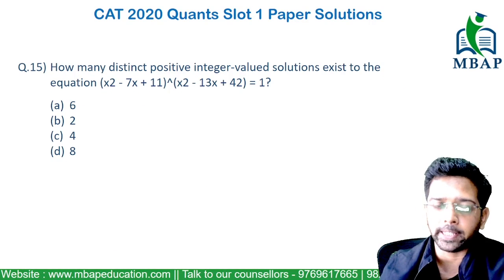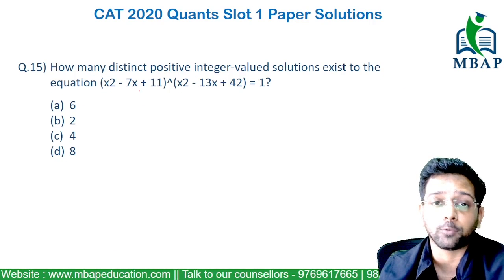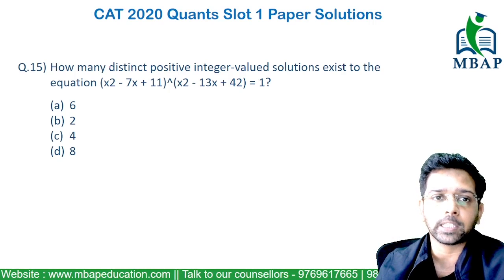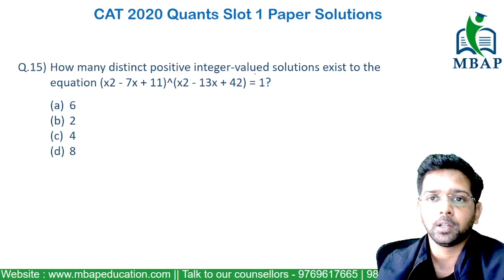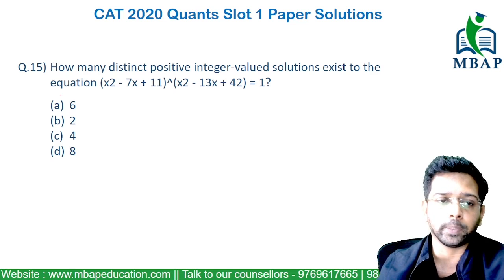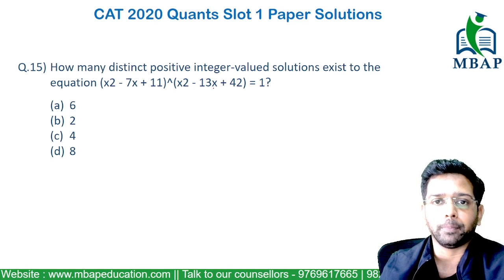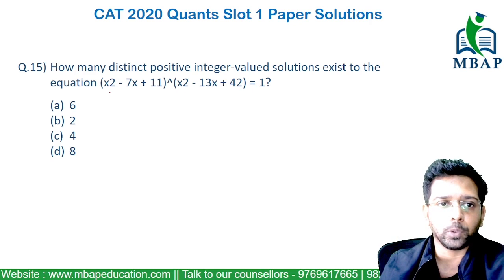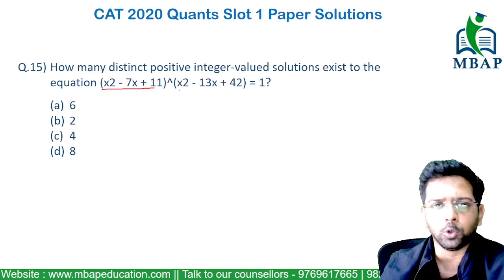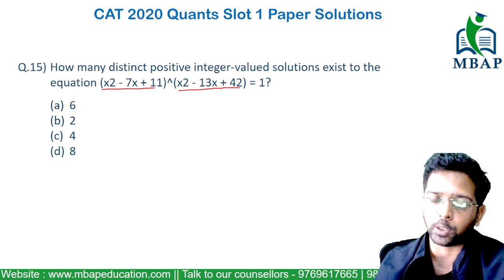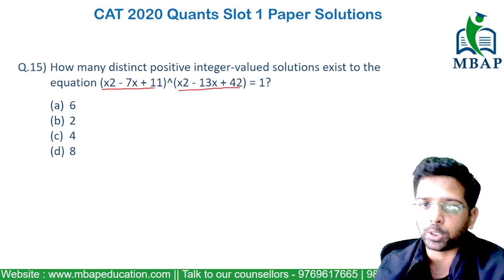Wow, let's look at the next question. This is a very wonderful question because there would be a catch. The question says, how many distinct positive integer solutions exist for the expression (x squared minus 7x plus 11) raised to (x squared minus 13x plus 42) equal to 1? So you need to find the roots of the base, and also the roots of the exponent, to find how many solutions actually exist.